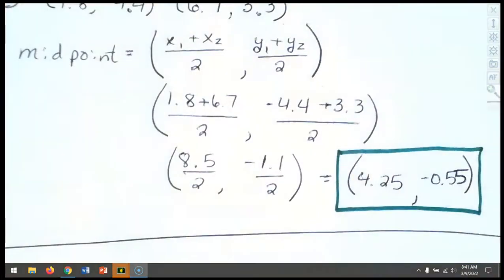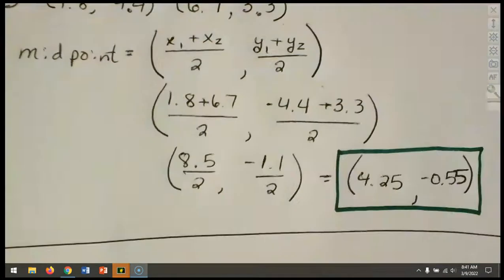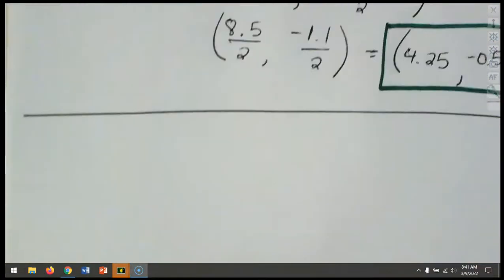Question 9. Question 9 is a little bit different. We're going to work the opposite way. In question 9, what you have is one endpoint and the midpoint, and we need to find the other endpoint.